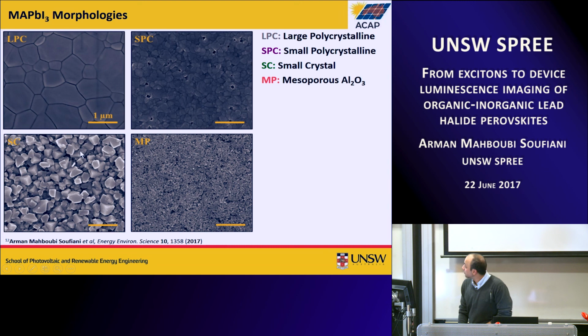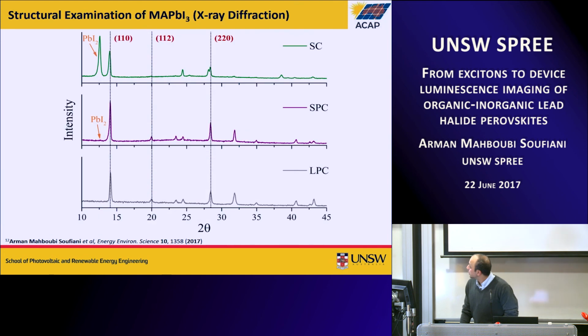So we fabricated 4 different morphologies: large polycrystalline perovskite, small polycrystalline, single crystals, small single crystals, and also perovskite infiltrated into mesoporous aluminum oxide. These are all methylammonium lead iodide, the conventional perovskite composition. Then, just to make sure that we've got the perovskite structure, we perform XRD. You can see these are the main signatures of perovskite structure formation at room temperature.